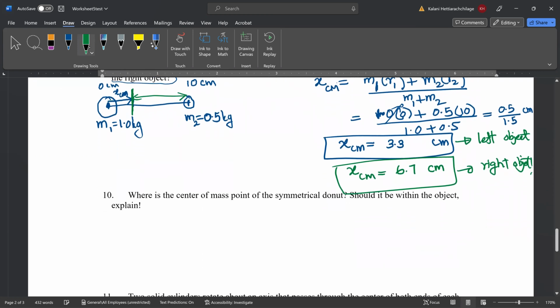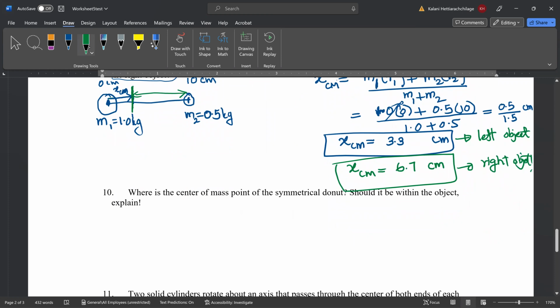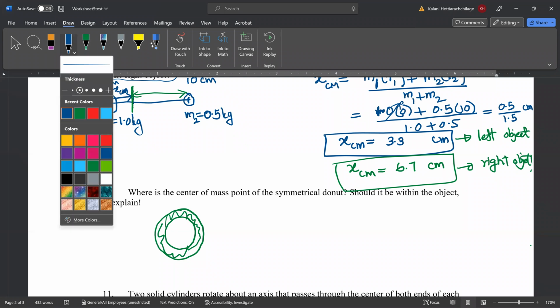Okay, next question is very simple. Where is the center of mass point located on a symmetrical donut? It's very hard to find a symmetrical donut in the donut shop, but we'll say I have a symmetrical donut. Now the donut material will be here, right? But the center of this donut will be where?